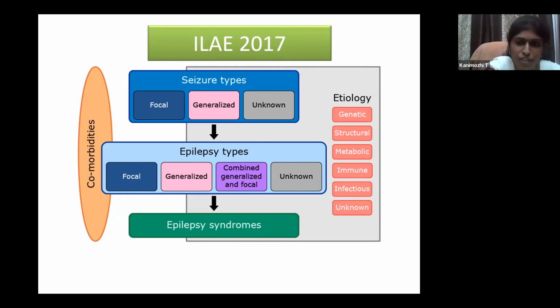Not just with classification, we also have to find the etiology for the seizures. Genetic etiology is the most common, like most of our idiopathic epilepsies come under a genetic etiology. And all the others, like structural, can be seen as malformations. Metabolic, not the acute metabolic causes, but rather the inborn errors of metabolism. Immune, for example, autoimmune encephalitis. Infectious, like neurocysticercosis or a tuberculoma, and not the acute infections. Or if even after extensive investigations we are not able to find the etiology, then it is called unknown.